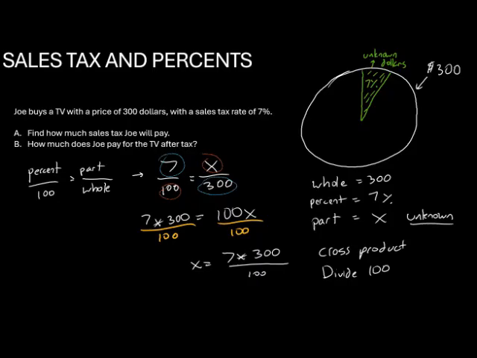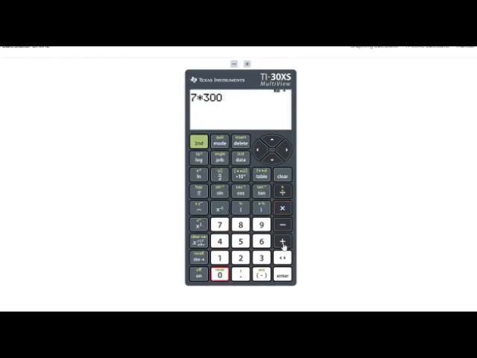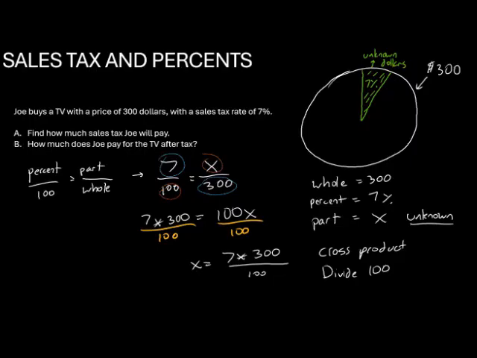Now we'll enter all this into the calculator and say 7 times 300 over 100. When we press enter, we get 21. This means that our sales tax is $21. We're going to make a note of that. Next to our X, we now know that's 21.